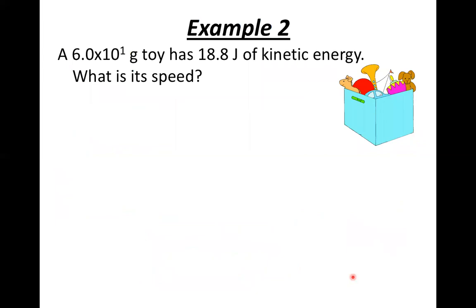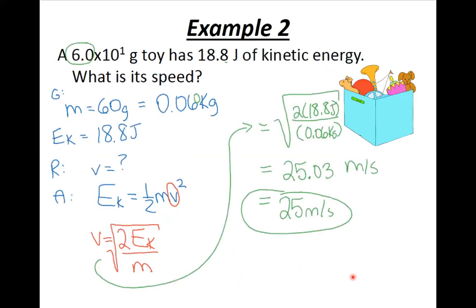Let's try another example. So we have a 60-gram toy that has 18.8 joules of kinetic energy. What is its speed? So now what we're given is mass and energy, and we have to isolate v before we substitute in our numbers. Make sure you practice this isolation step because it happens quite often, and we're heading into the next lesson where you have more than just isolating v from this equation. So make sure you remember the square root.